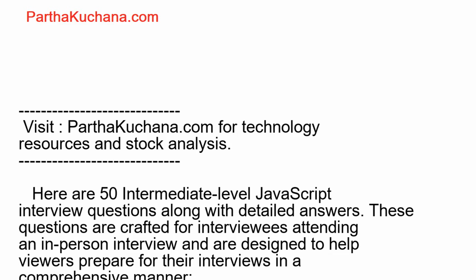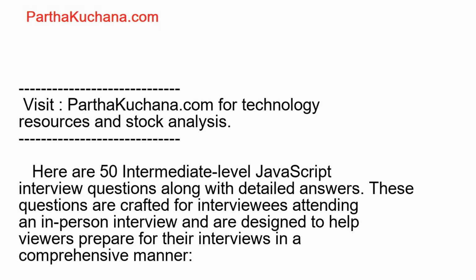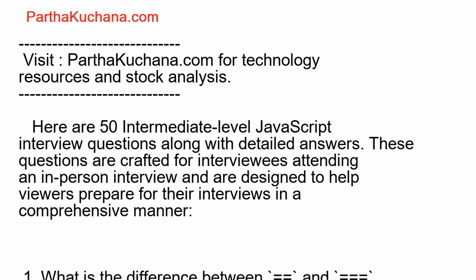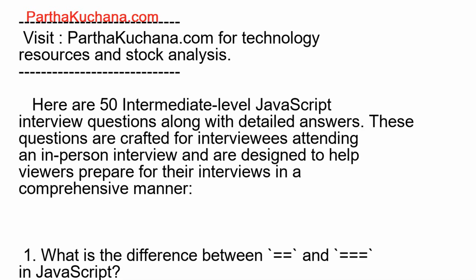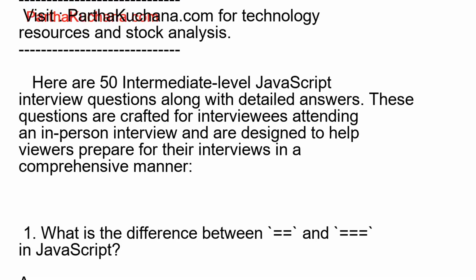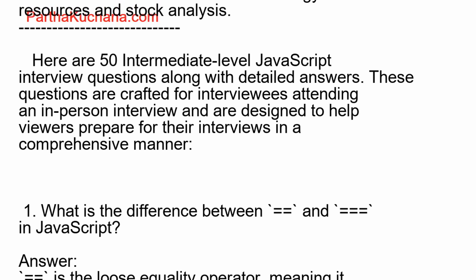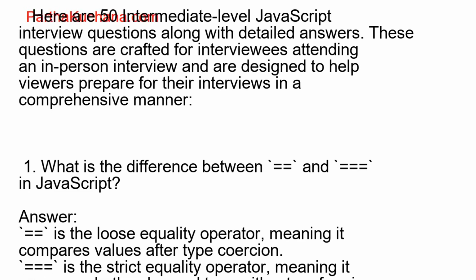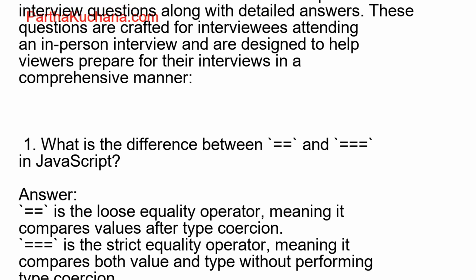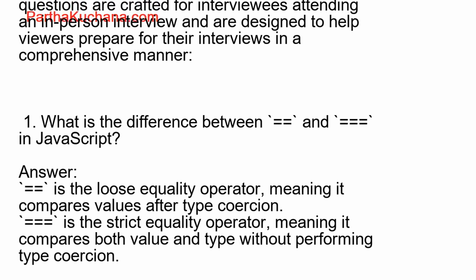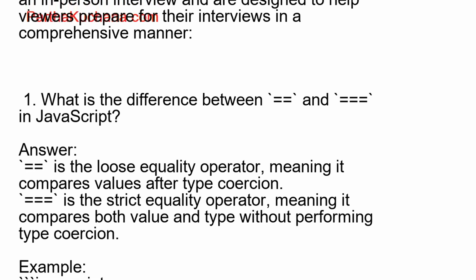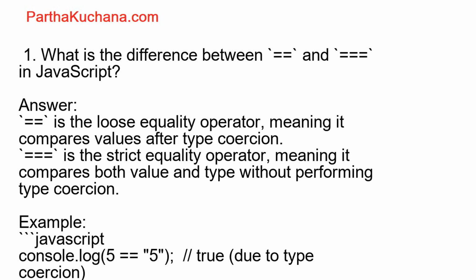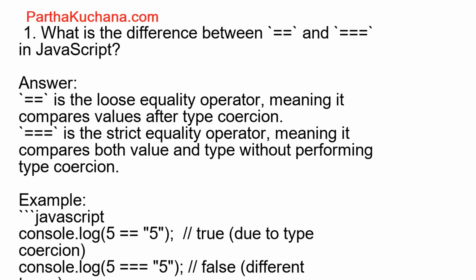1. What is the difference between == and === in JavaScript? Answer. == is the loose equality operator, meaning it compares values after type coercion. === is the strict equality operator, meaning it compares both value and type without performing type coercion. Example, JavaScript. console.log(5 == '5') // true due to type coercion. console.log(5 === '5') // false, different types.